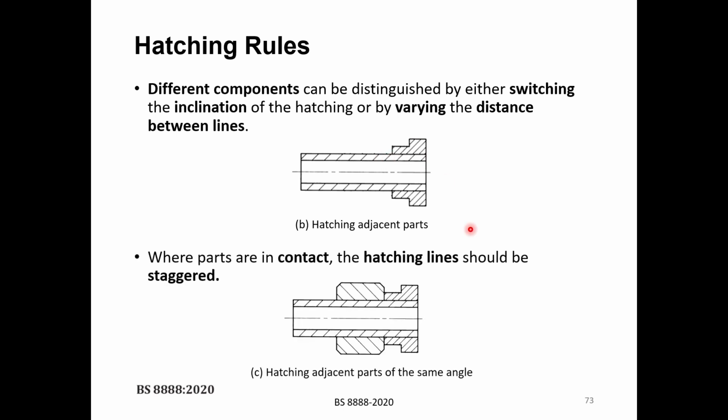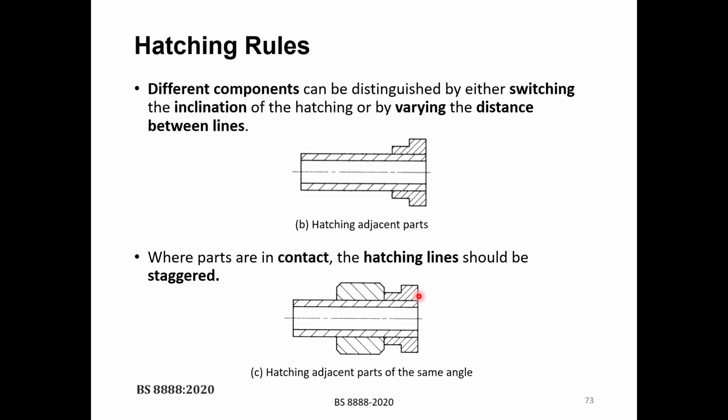If you have more than two components adjacent to one another, as I said, we can change the spacing. We can use different angles like 45 degrees, 135 degrees. We can stagger them as well so that this line and this line are not meeting at this point, so we should stagger them to show that they are different components.